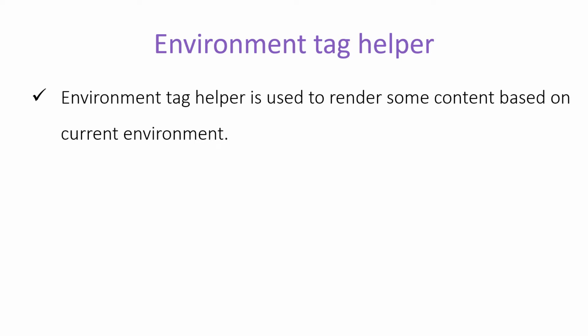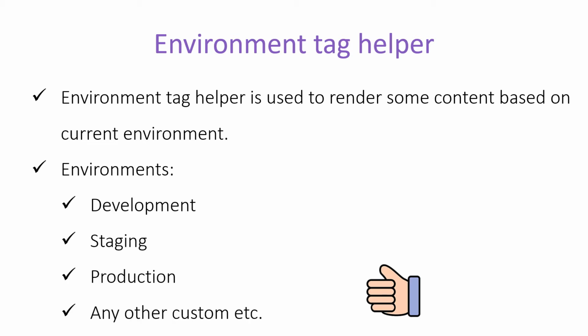Environment tag helper is used to render some content based on the current environment. If you are working on an ASP.NET Core MVC application development, then there are several environments. For example, we have development, staging, production, or some other custom name that you have given to your environment. So you might have n number of environments, and since you have n number of environments, there are some situations where you need to write some code specific to that particular environment.